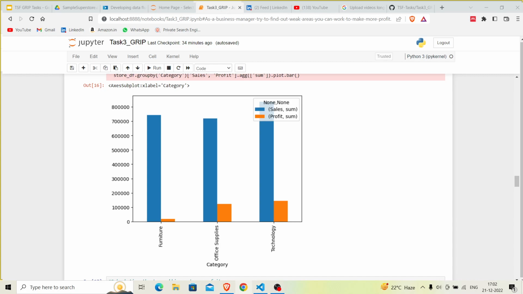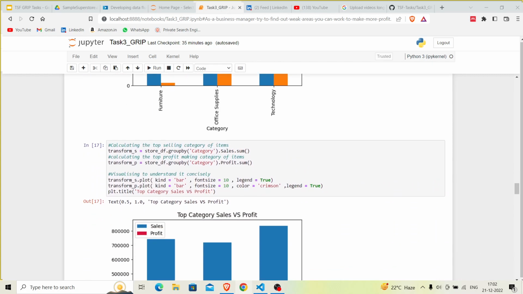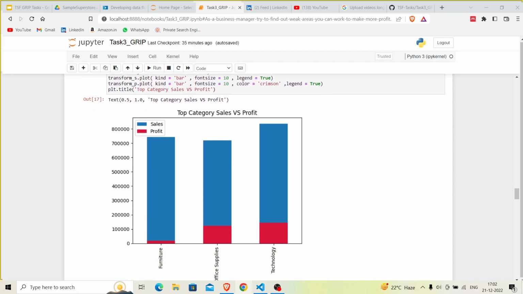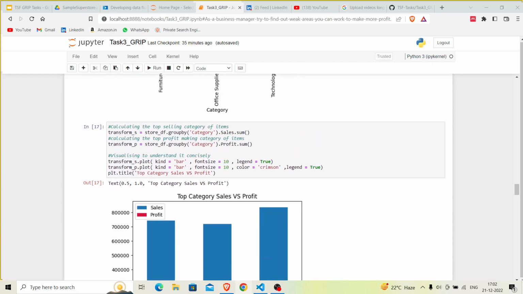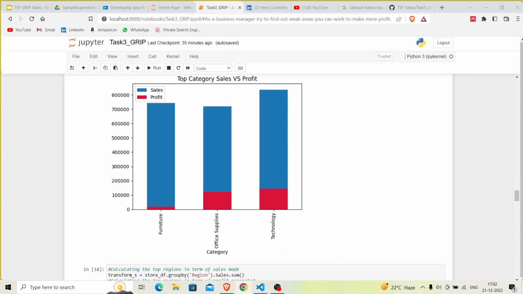So what I can say is that furniture has the highest sales, but the profit margin in furniture is quite low. And in office supplies and technology, the sales are relatively similar and profit is also high. And after that I have also made a stacked bar chart for the same thing, and here also we can see it is a similar bar chart, just in stacked form.